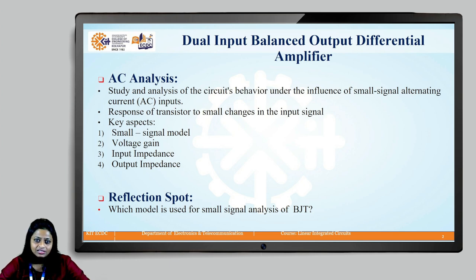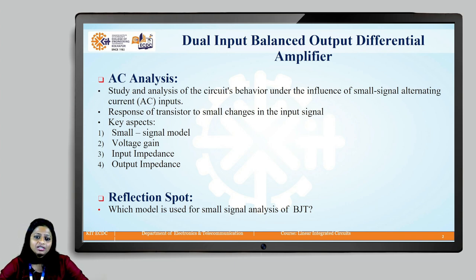So in AC analysis, we have to study an analysis of the circuit's behavior under the influence of small signal alternating current inputs. It tells us the response of the transistor to small changes in the input signal. That is, how the transistor responds to the smallest change in the input signal. The key aspects of the AC analysis are the small signal model. Then we have to analyze its voltage gain, input impedance and output impedance.